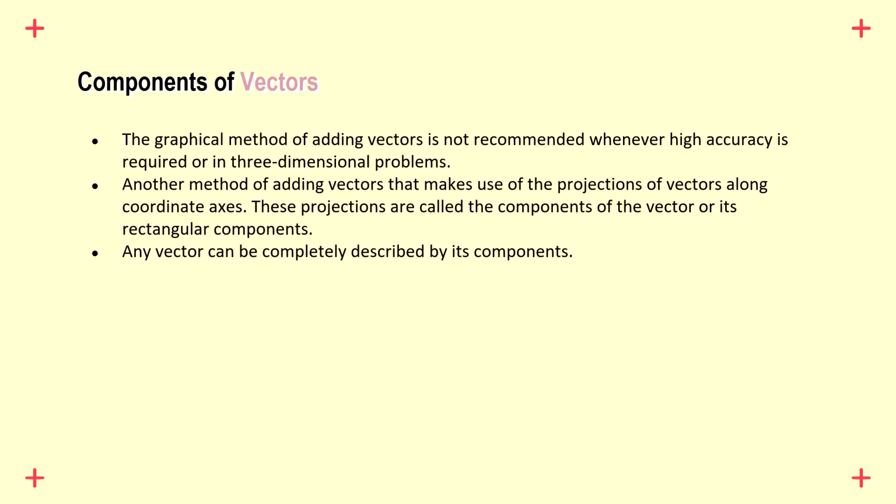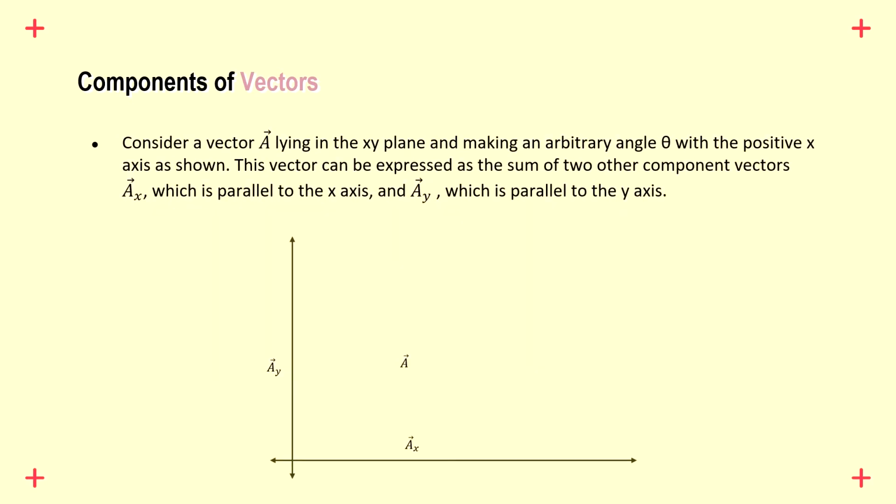We want to consider a vector A lying on the xy plane, making an arbitrary angle theta with the positive x-axis as shown. I think I did not show the angle, but you can imagine it. The angle is measured from the positive x-axis. This vector can be expressed by the sum of two other components. Ax is the projection of the vector along the x-axis, parallel to the x-axis, and Ay is parallel to the y-axis.